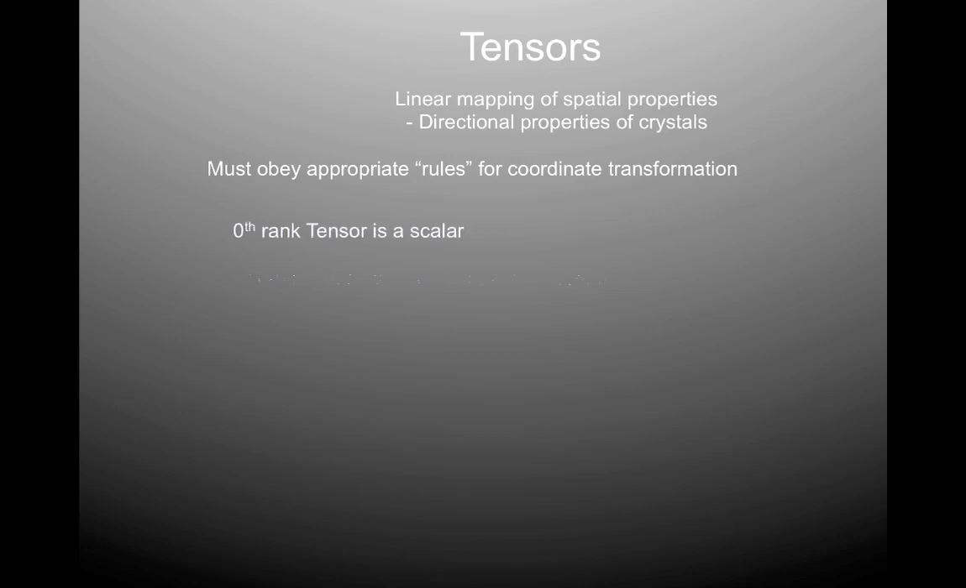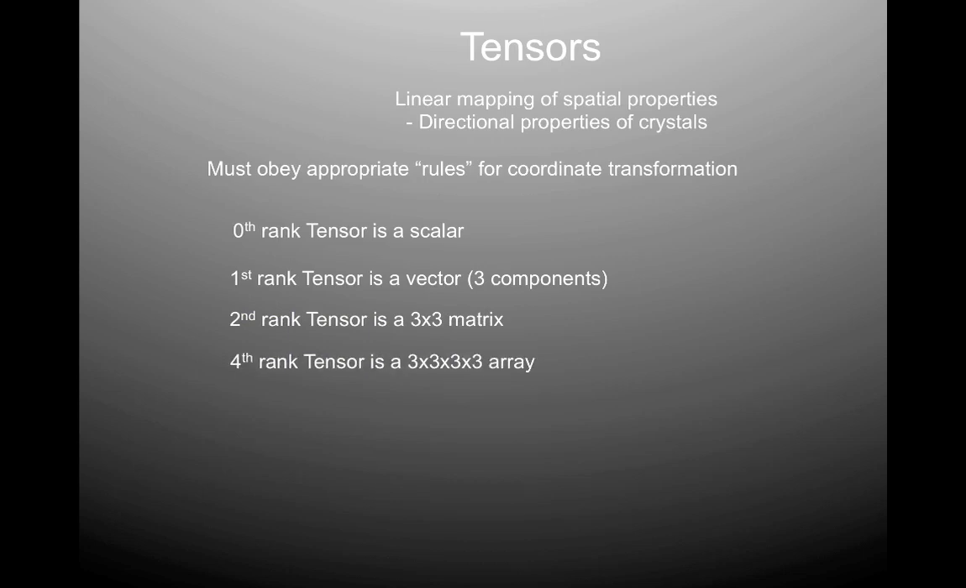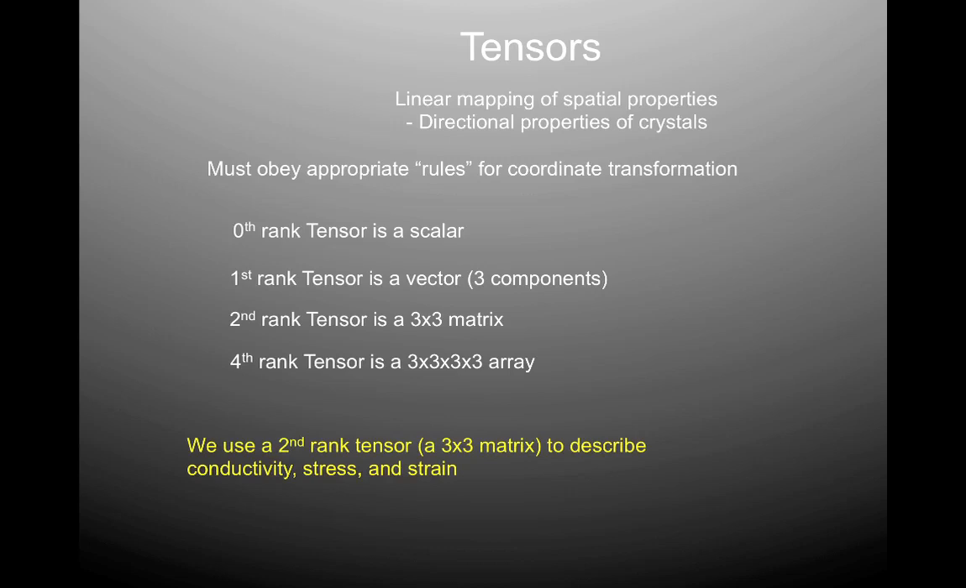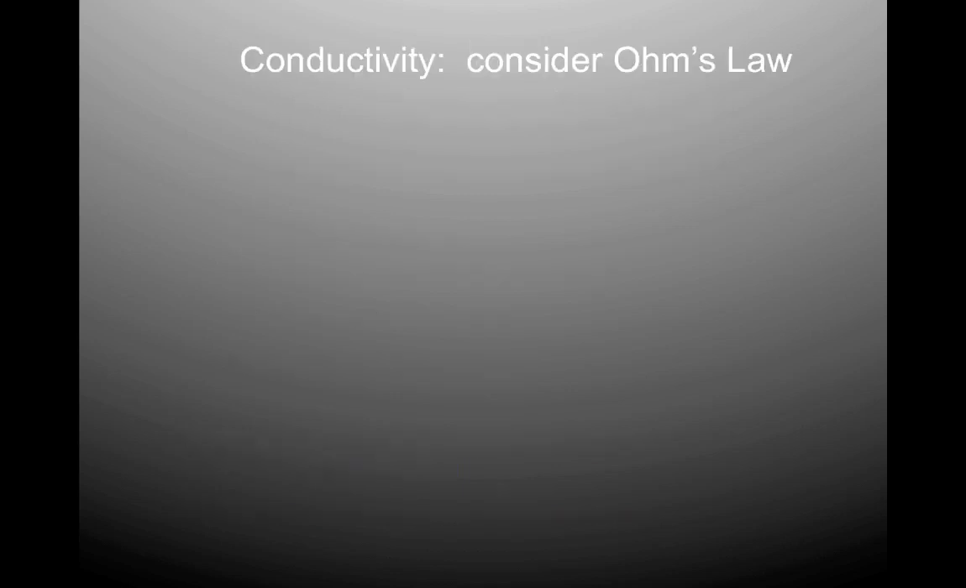A 0th rank tensor is a scalar. A 1st rank tensor is a vector. It has 3 components. A 2nd rank tensor is a 3x3 matrix. I'll skip 3rd rank and go straight to 4th rank tensor, which is a 3x3x3x3 array of numbers. Now we'll use a 2nd rank tensor, the 3x3 matrix, to describe conductivity, stress, and strain. Then I'll talk about a 4th rank tensor, the elastic moduli, or the compliances.